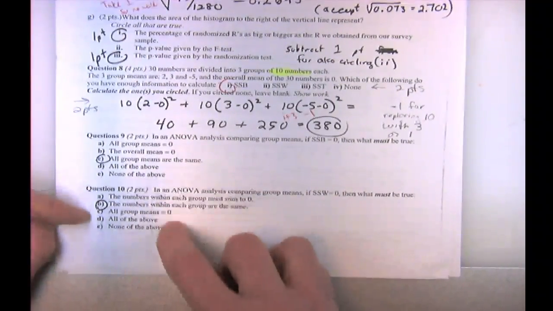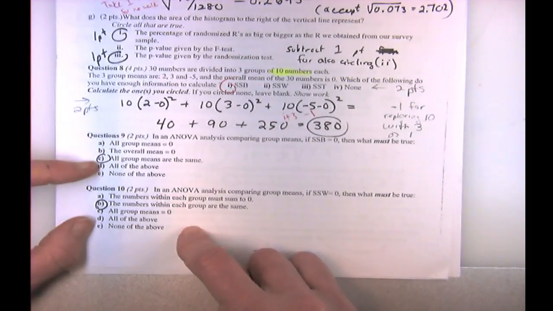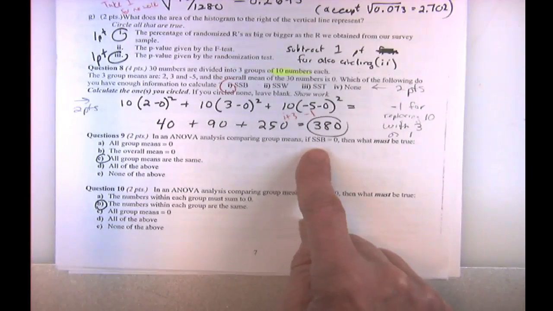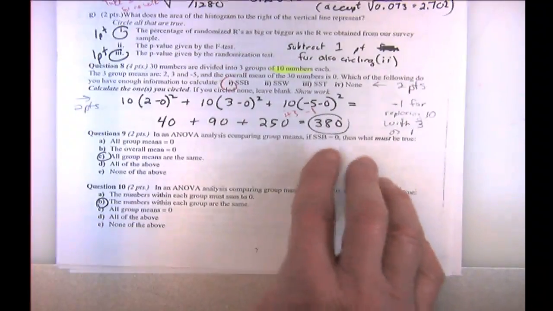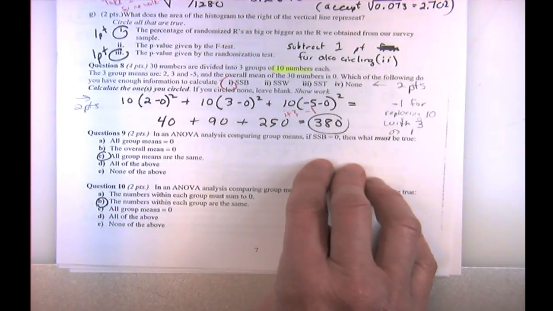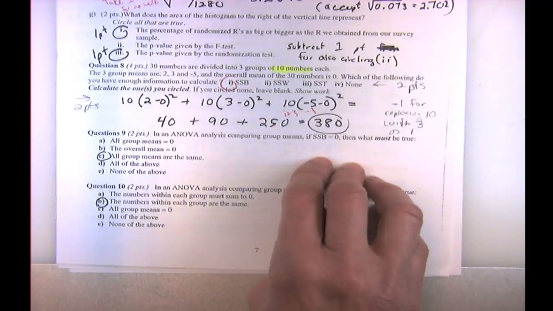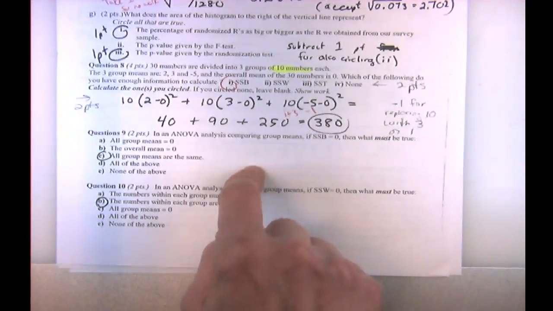Okay? And now these two, if you understand, a lot of people got these wrong. A lot of people put all of the above for both of these. That was the most common answer. Wrong answer. Anyway, sum of squares between equals 0. That means there's no spread between the group means. They have to all be the same. They don't all have to be 0. They just all have to be the same. It's very similar to, if a list of numbers has a standard deviation equal to 0, they don't all have to be 0. They just all have to be the same number. There's no difference between the group means.